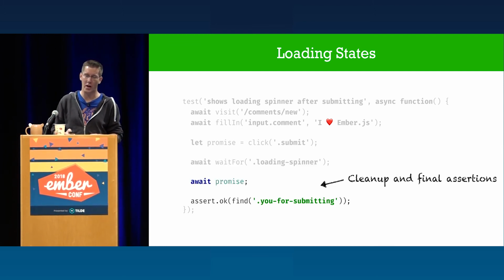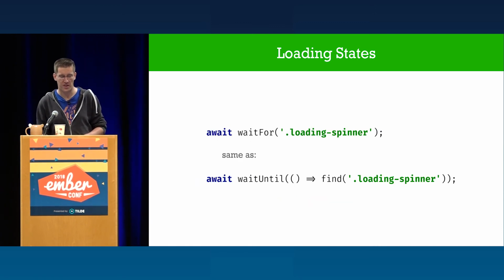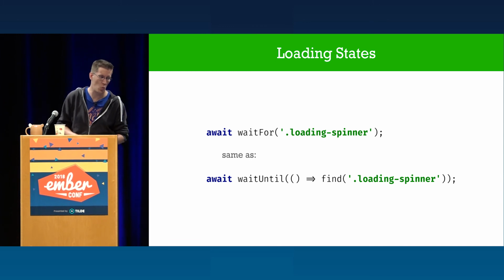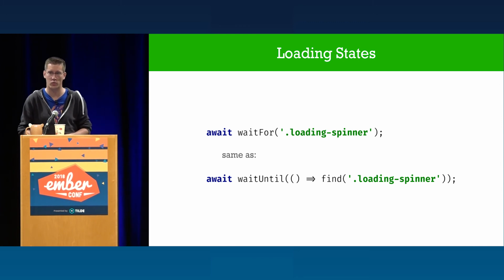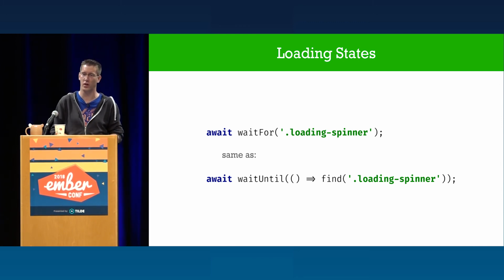Once that is finished, you can await the original promise from the click helper, and then run assertions on the finished state. What wait for does underneath is essentially this. We also have a helper called wait until, and that basically is the thing that's polling. So it will just run the predicate function that you pass to it, and once that function returns true, it will resolve. If that function doesn't return true after 2 seconds, it will reject the promise.